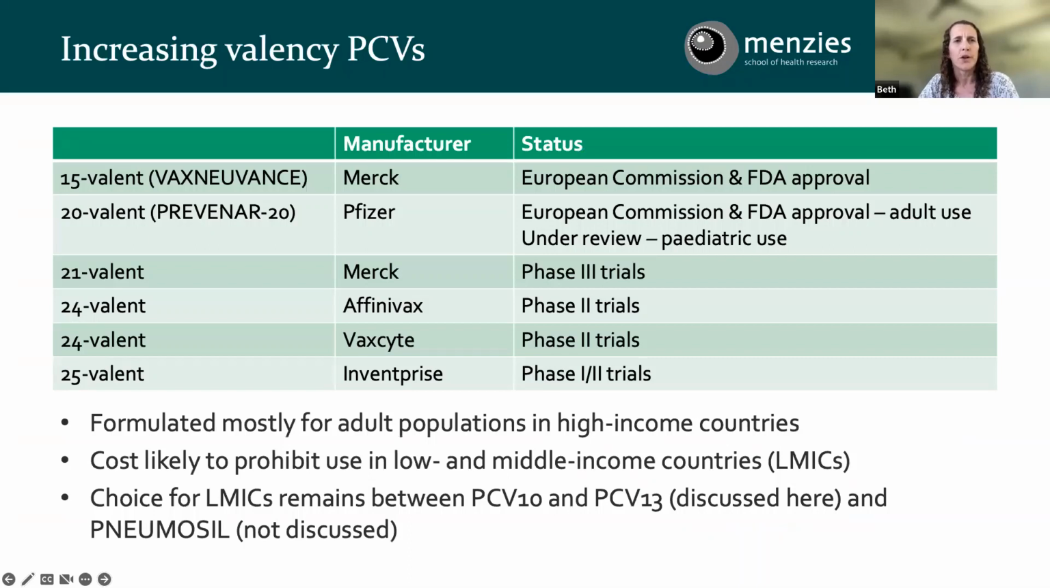Just very briefly, I won't go through this slide in detail, but this is just to illustrate that there are several higher valency vaccines either recently approved or currently in development. So there's always this sort of push to try and increase the number of serotypes included in the vaccines. It's worth noting that these are mostly targeted towards high-income countries, both in terms of the serotypes that they've selected for inclusion and also in terms of the cost. So the choice for low and middle income countries will remain between the two 10-valent PCVs and PCV13 for some time.